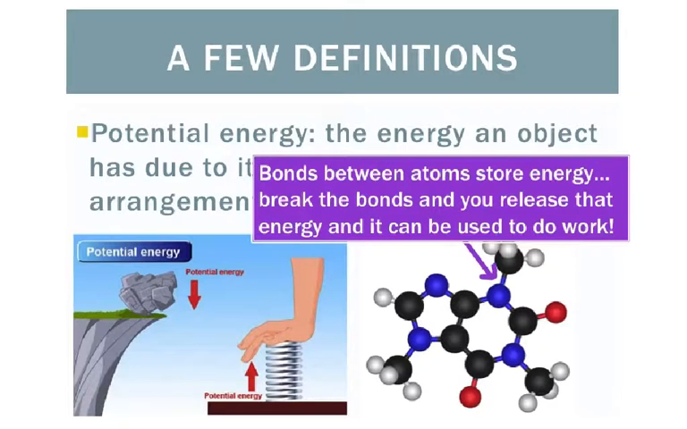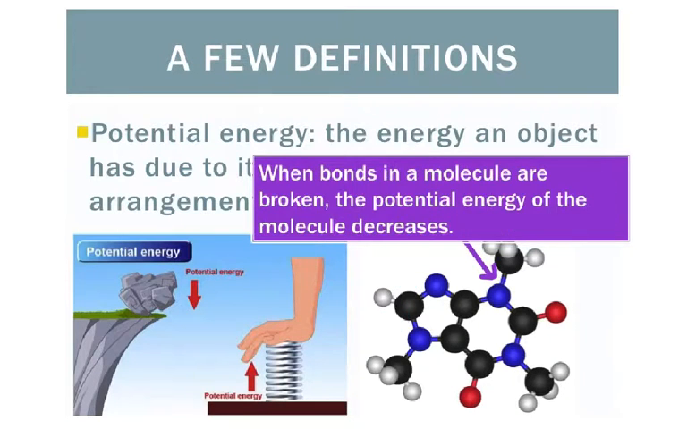Bonds between atoms store energy. So the more bonds you have in a particular molecule, the more energy that molecule can store. When bonds in a molecule are broken, the potential energy of that molecule decreases. But when you release that energy, you can use that energy to do work within a cell.